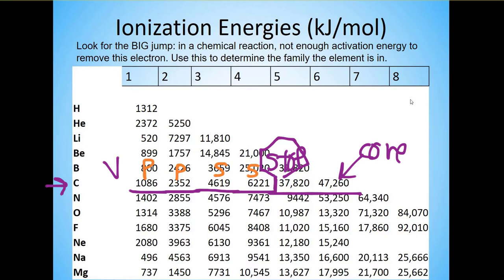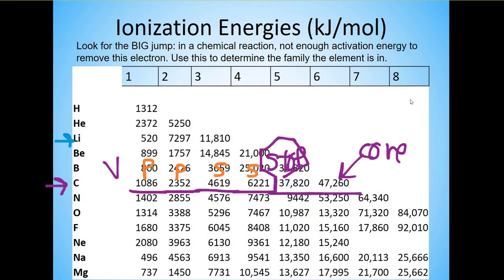So let's look at one more element here. Let's look at lithium. Looking at lithium, can you find where the big jump is? We go from about 500 to 7,000. That's a pretty big jump, by about 7,000-ish. And then there's another jump here, this time from 7,000 to 11,000, so maybe a jump of about 4,000.